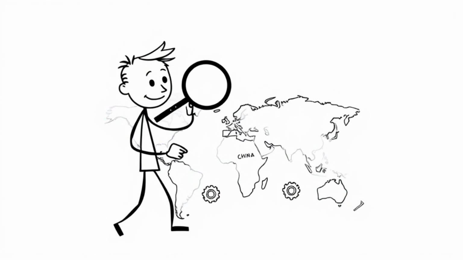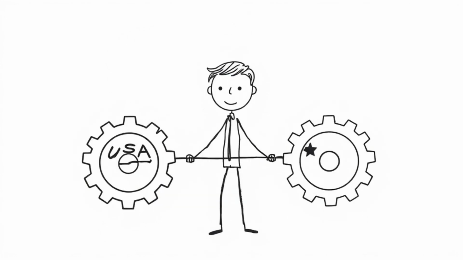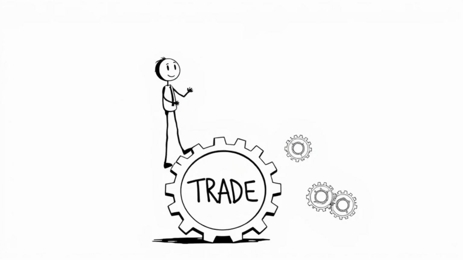In the next few minutes, I'm going to explain world trade relations in the simplest way possible. No complicated economic terms, no boring textbook language. Just what it is, how it works, why countries depend on each other, and how it quietly affects your everyday life. By the end, you'll understand why global trade is basically the invisible system running the modern world.